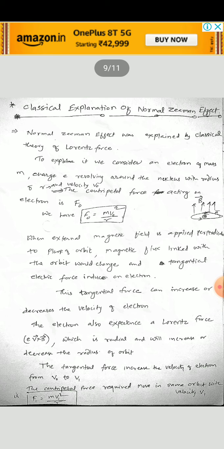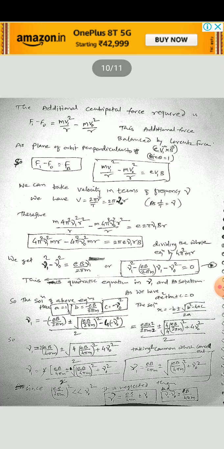So force F1 is equal to mass m, velocity v1 square upon r. Now the additional centripetal force required is the difference between the two forces. The initial velocity is v0, so the additional force required is F1 minus F0. F1 is mv1 square upon r, minus mv0 square upon r.